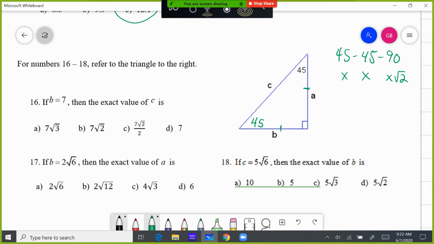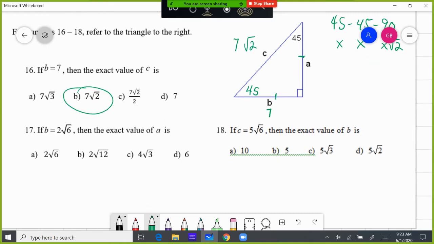So let's get into this example here. If b is 7, then find the exact value of c. So here it is. We have one of the sides, so you just multiply the side by the square root of 2. Okay, 7 square root of 2.